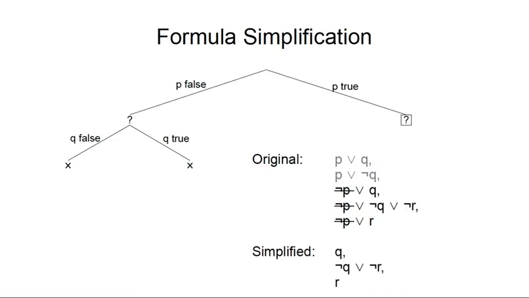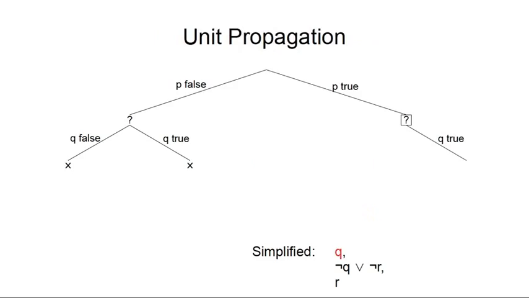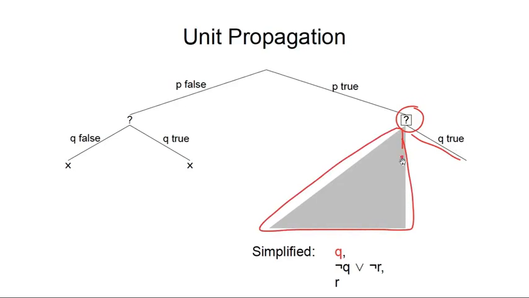Being able to simplify the set of formulas is very nice, but it gives us something even more. Notice here that we end up with the formula Q without any other disjuncts. We call this a unit. And we know that the only way to satisfy the unit is to set Q to true. So from this partial assignment right here, we know to explore the branch Q being true while ignoring this whole other subtree involving Q being false. This can give us a major savings.